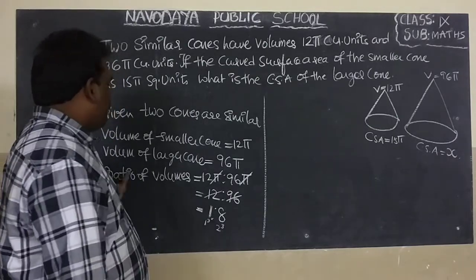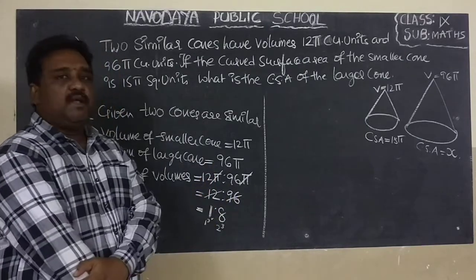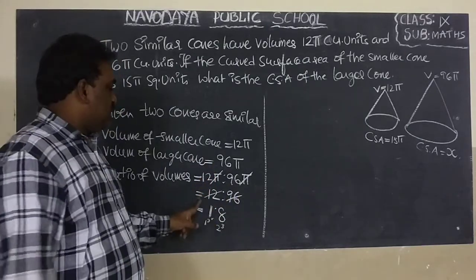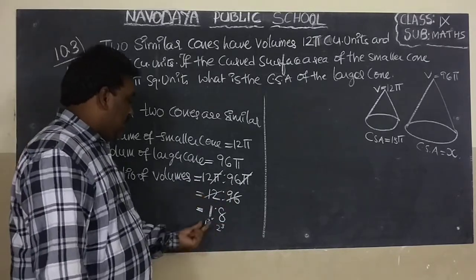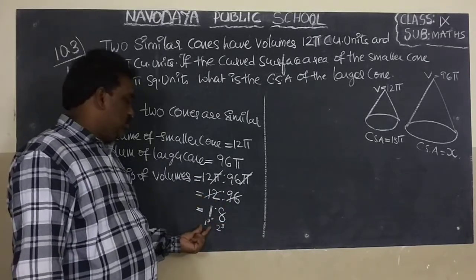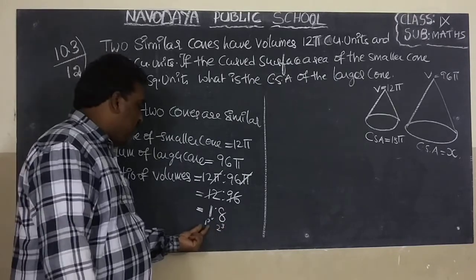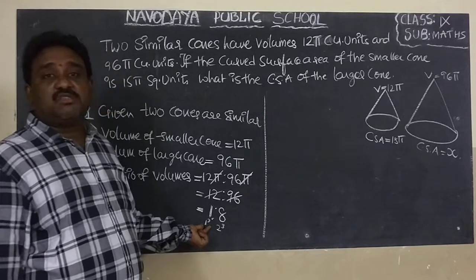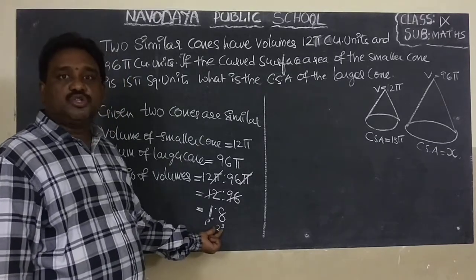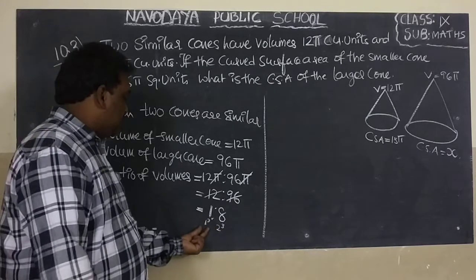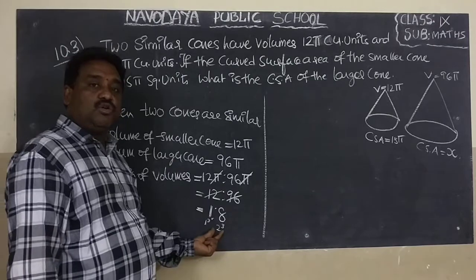So ratio of volumes 12 pi is to 96 pi. Pi cancels. 12 is to 96. 12 table, 1 is to 8. Like 1 can be written as 1 cube, 8 can be written as 2 cube. Like R1, radius of the smaller cone 1, radius of the bigger cone 2, like that.